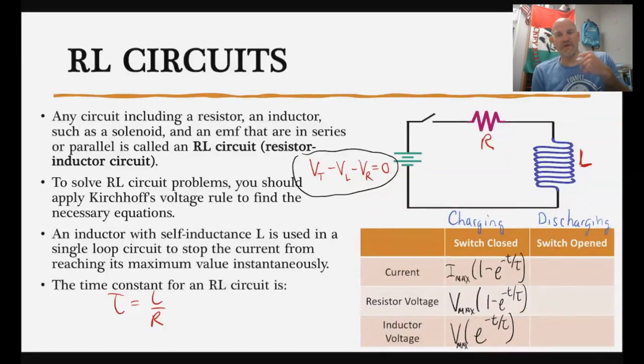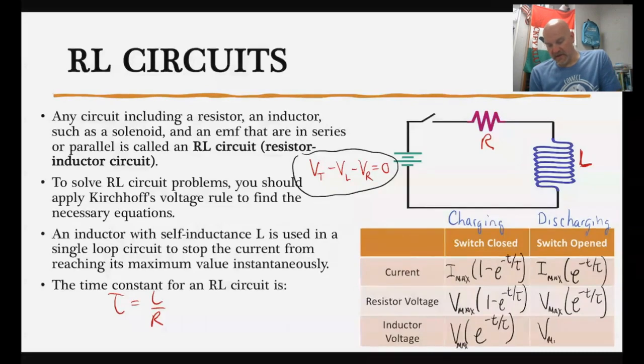Now, when you open the switch, it starts to discharge through the inductor. Current starts to flow more. The current will be Imax times e to the negative t over tau. Your voltage across the resistor will be Vmax times e to the negative t over tau, and then your inductor will be e to the negative t over tau. So what you actually see is that once it's discharging, these two tend to be the same.